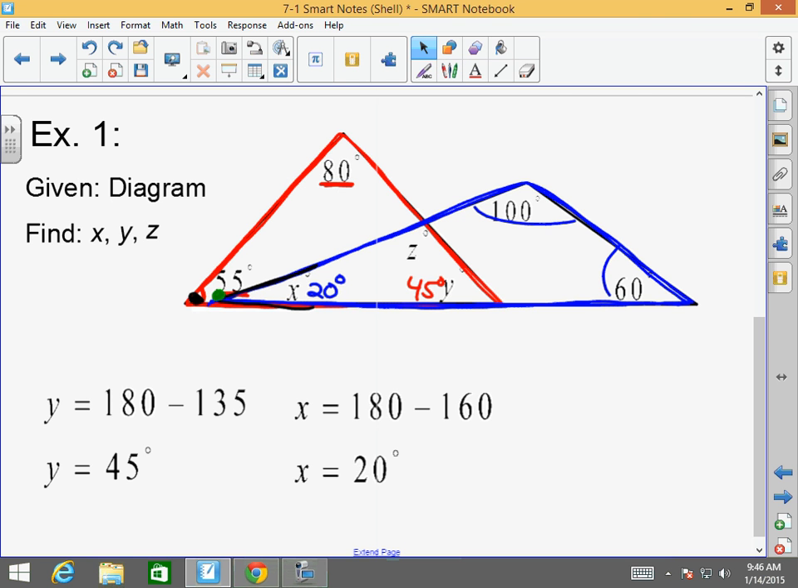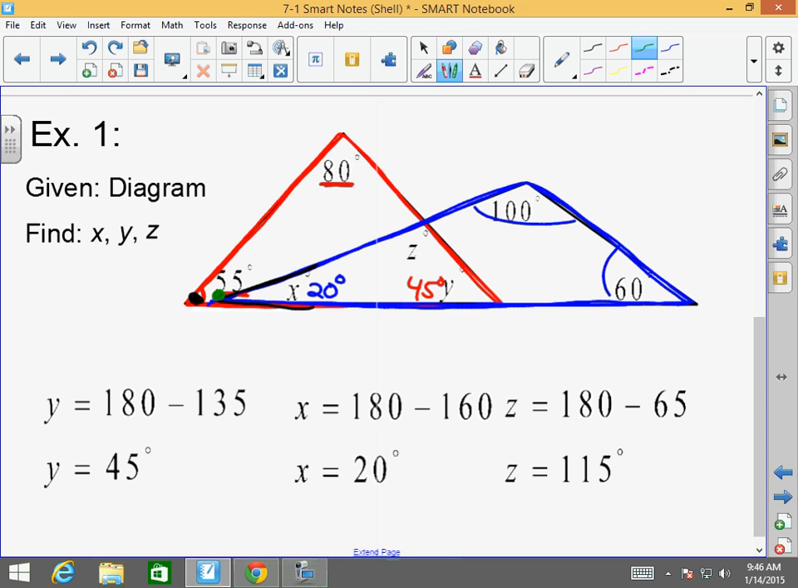Now, how would I find angle Z here, gentlemen? Phenomenal. 180 minus the sum of 20 and 45. So Z would be 180 minus 65. Z would equal 115. That would be this triangle right in here. And that would be 115. Fantastic. Excellent job.